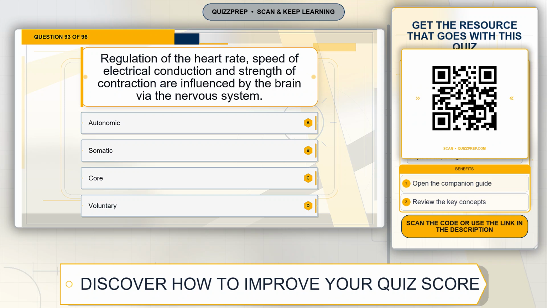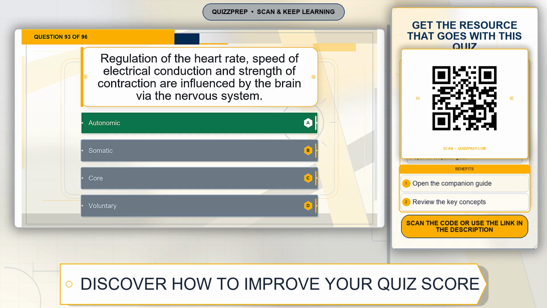Question 93. Regulation of the heart rate, speed of electrical conduction and strength of contraction are influenced by the brain via the nervous system. Option A, autonomic. Option B, somatic. Option C, core. Option D, voluntary. The correct answer is option A, autonomic.